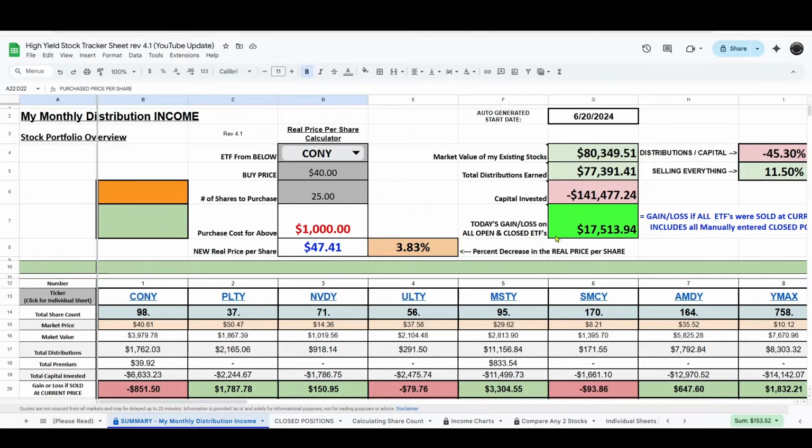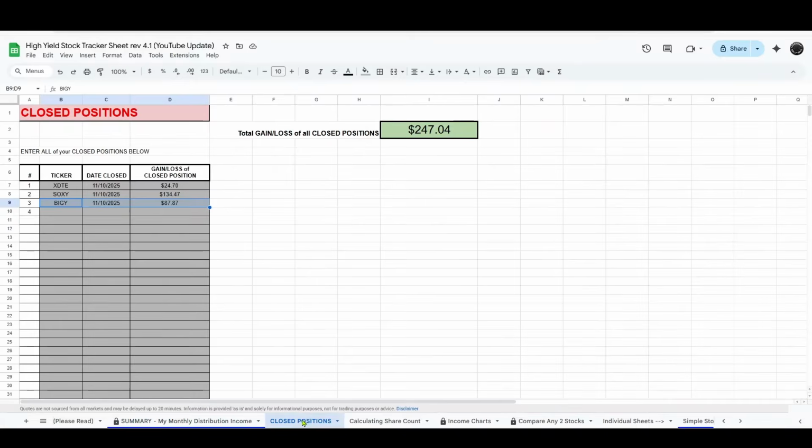This is the amount that you would make if you were to sell out of all the positions that you currently have, including the ones you have already sold. This is the amount that I would make if I were to do that. So currently, I would make about $17,500 if I were to sell out of all of my positions, and that also includes the ones that I've already sold out of. And we just saw those 3 on the closed position tab right here. So that's the one thing that I've added.